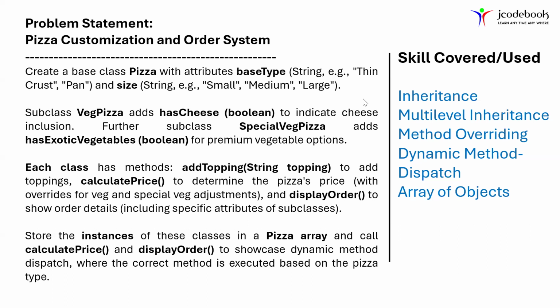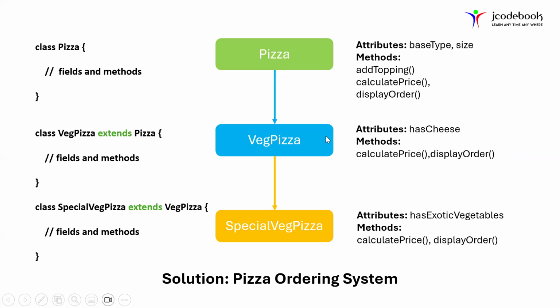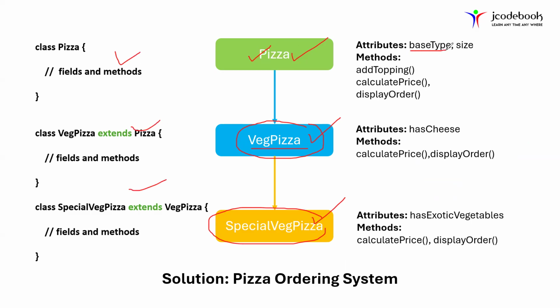So let us see how to solve this problem. Here you can see this can be the solution. In order to solve this problem, you will create three classes: Pizza, VegPizza, and SpecialVegPizza. VegPizza will extend the Pizza class and SpecialVegPizza will extend the VegPizza class, and this is the way you will write the code. In the Pizza class, you have the attributes baseType and size, and inside it you will add methods like addTopping, how to add a topping inside a pizza, how to calculate the price of a normal pizza, and how to display the order.